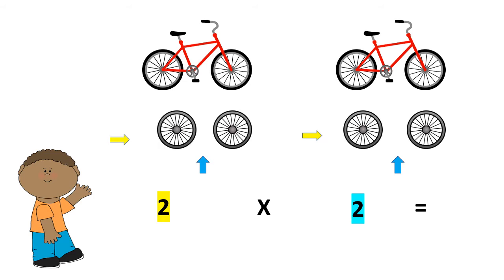So now we are going to skip count in 2s. Let's go. 2, 4. Good job. So it means 2 multiplied by 2 gives us 4. Let's take a look at another example.